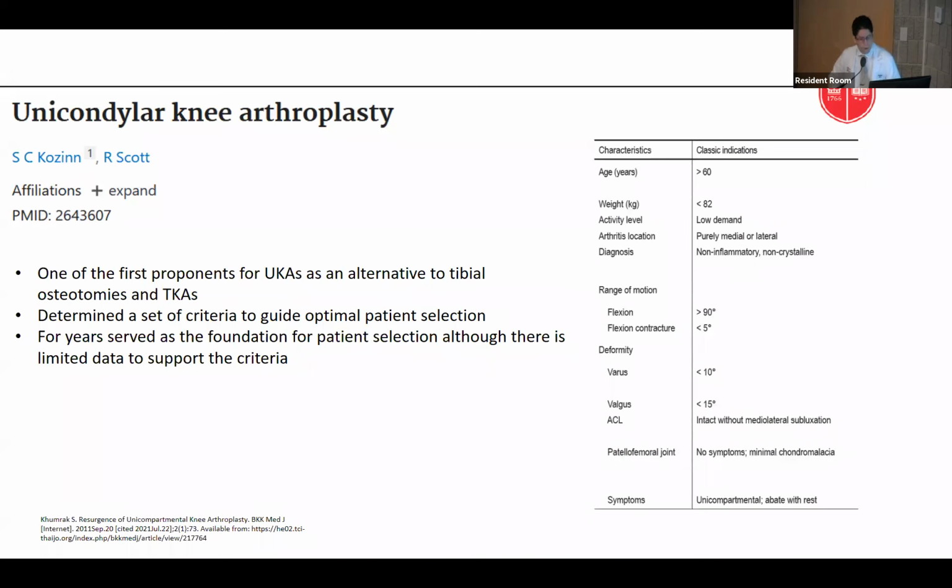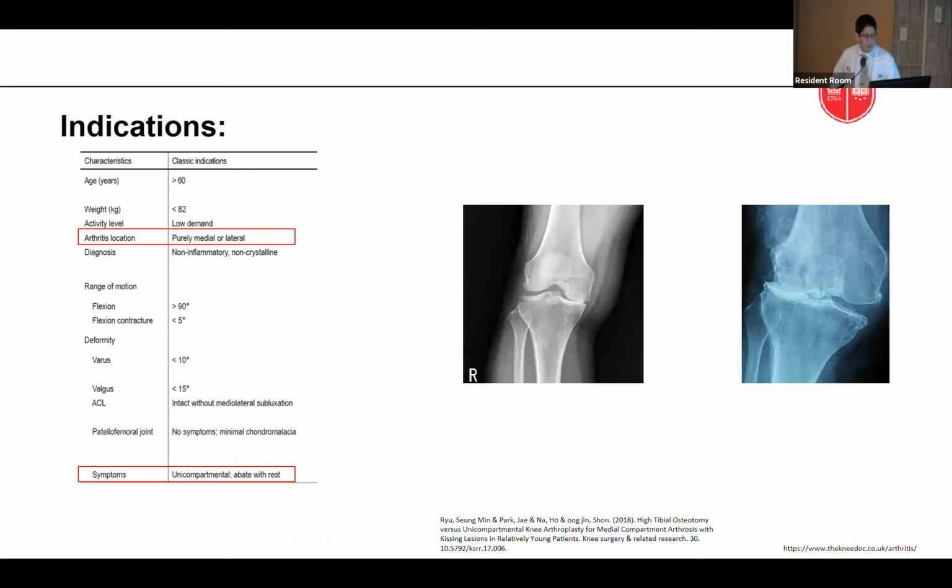And they're over here on the right, and I'll go through each of these indications. One of the first categories of indications is that you want to have disease in just one compartment. And that's pretty self-explanatory. If a patient has disease in multiple compartments, doing a partial knee replacement is ultimately not really going to solve their problem. If they're going to need a revision to a total knee, then just use a total knee at the beginning, instead of just going with a partial knee.